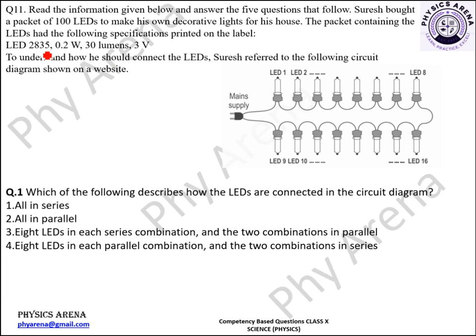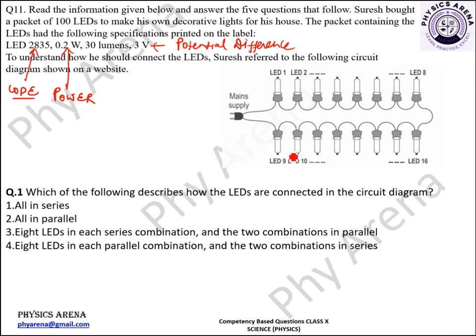Now this is the information that is given to us. 2835 is the code for the LED that is decided by the manufacturer. The power rating of the LED is 0.2 watt. 30 lumens is the ability of the LED to glow, that is, this much brightness the LED will give us on glowing, and 3 volt is the potential difference across it.